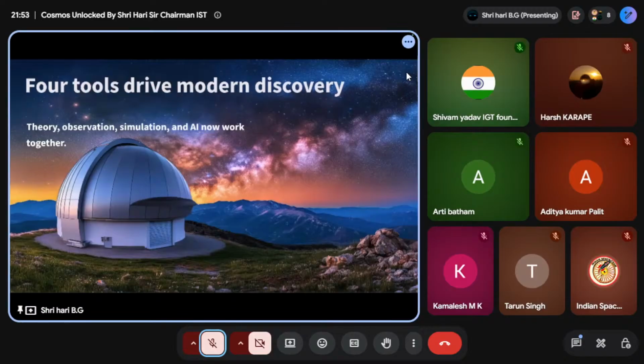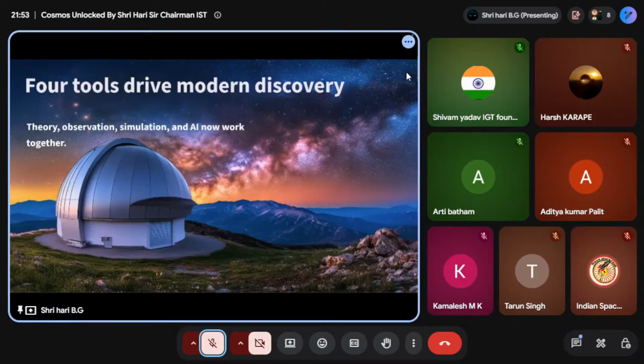The third tool is simulation. We create virtual universes on supercomputers. It's like playing a car racing game. It is not a real car, but we play it virtually on a mobile or a PC. Like that, we create simulations, not of cars, but we create stars and black holes in simulations.